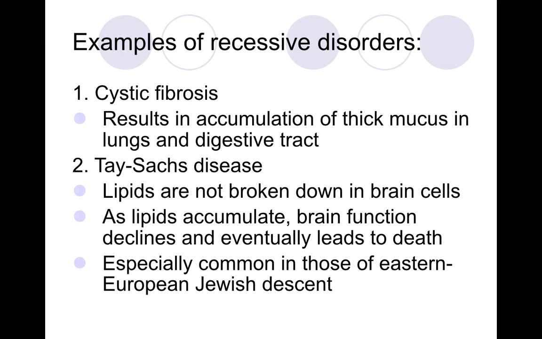Some examples of recessive disorders are cystic fibrosis, and this occurs when we have thick mucus in the lungs and the digestive tract, and it starts to accumulate. People who have this usually don't live a full life.